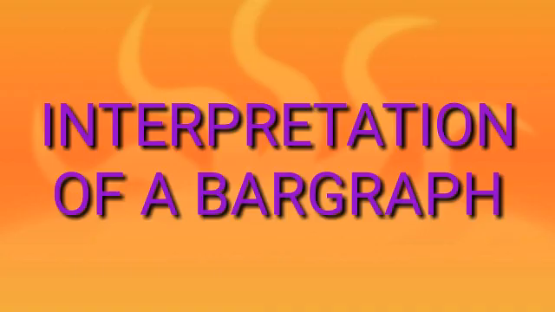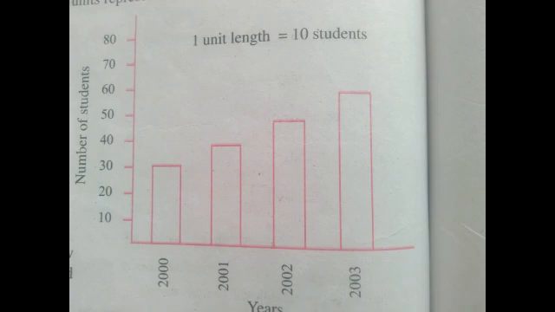Okay. So the topic is interpretation of a bar graph. That means using the bar graph we are answering the questions. Here is a bar graph showing the number of students in a particular class of a school in various years. The years are 2000, 2001, 2002 and 2003. On the vertical line, the number of students is written, and the horizontal line represents the year.